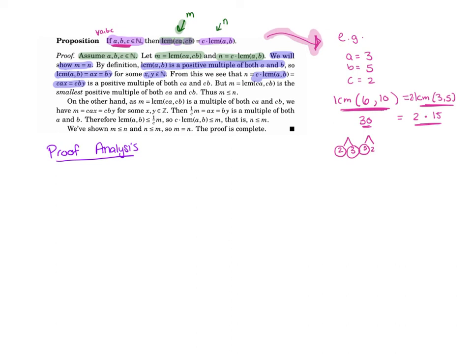So they said the LCM is a multiple. So then we know that that LCM of A and B is equal to A times X and also equal to B times Y. It's a multiple of both. So then N, which was equal to C times that LCM, has to be equal to C times AX and has to be equal to C times BY.